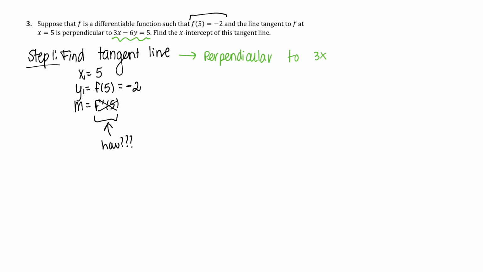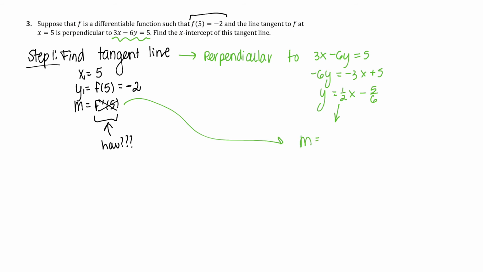to 3x minus 6y equals 5, which we can rewrite as negative 6y equals negative 3x plus 5. Y equals negative 3 divided by negative 6 is 1/2 x minus 5/6. It's perpendicular to this line. Being perpendicular to this line means that our slope should be the opposite reciprocal of it. So if it's positive, it becomes negative, and then you flip the fraction upside down. The slope is negative 2.